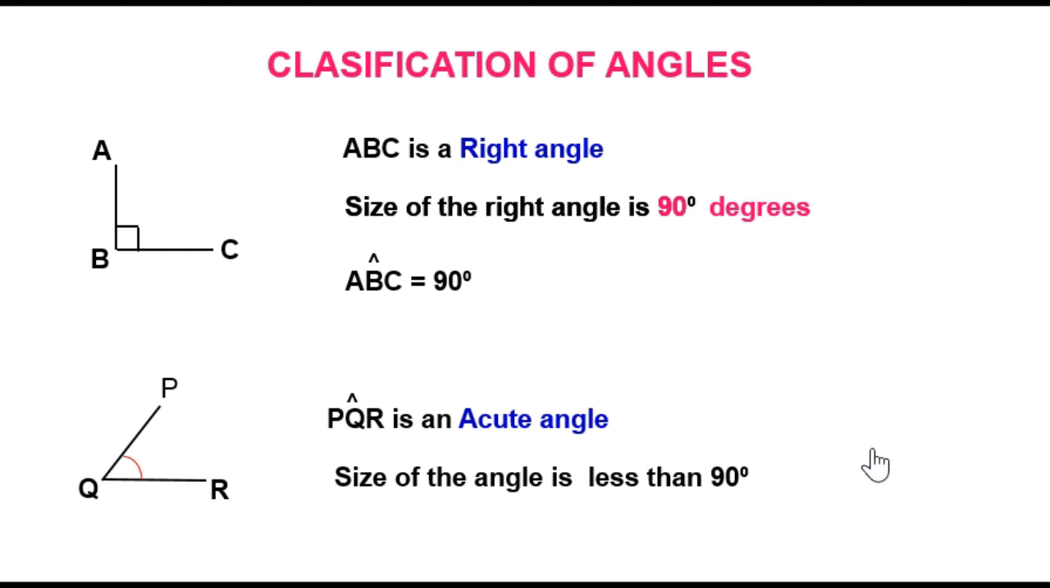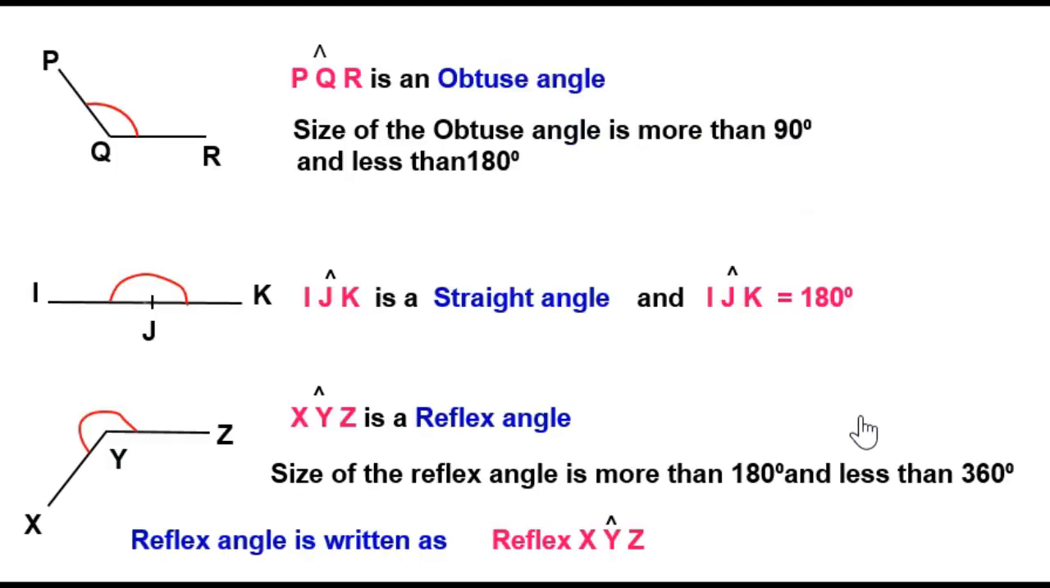Now see another angle, the obtuse angle. What is an obtuse angle? An obtuse angle is greater than 90 and less than 180. And what is a straight angle? A straight angle is 180 degrees. That is a straight line. Reflex angle. What is a reflex angle? A reflex angle is more than 180 and less than 360.